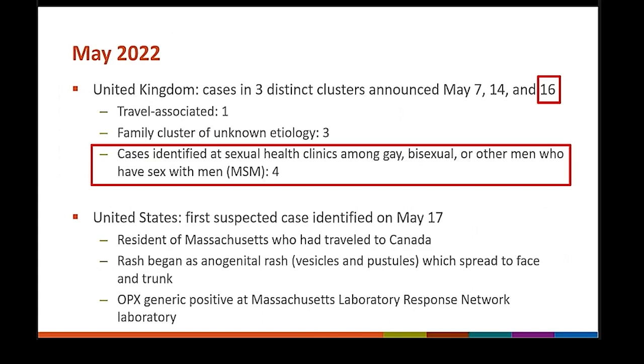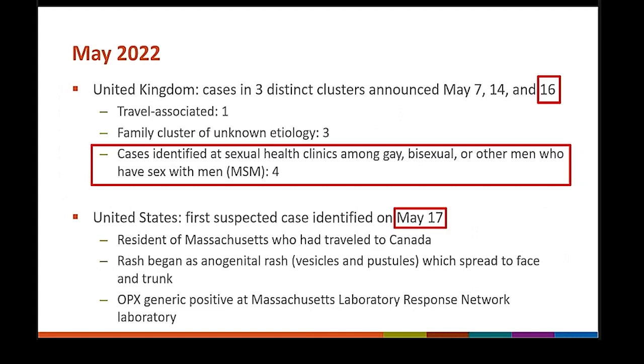The next three were, however, a family cluster of unknown etiology. None of the individuals had actually traveled outside of that area, and so the source remains unknown. And then on the 16th is when cases were identified at sexual health clinics among gay, bisexual, or other men who have sex with men, or MSM. And four were identified and reported out on the 16th of May.